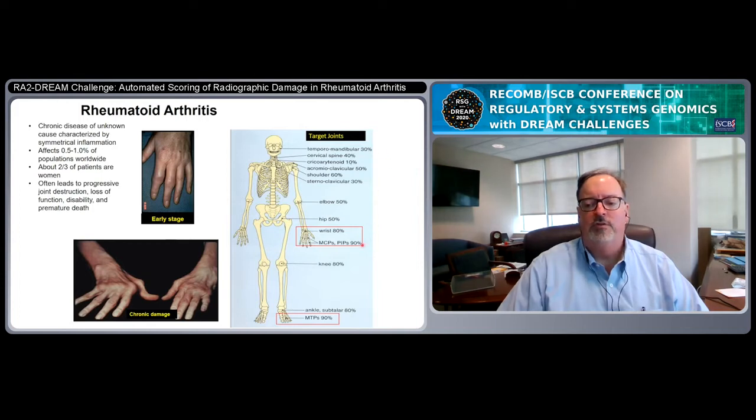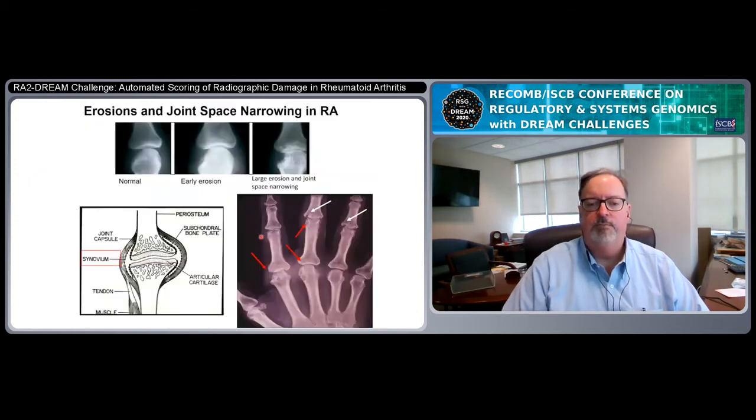The target joints, as shown here, are typically the wrists and the hands, as well as the feet, with the metacarpophalangeal joints and proximal interphalangeal joints of the hands being affected in up to 90% of patients, and the metatarsophalangeal joints in up to 90% of the patients as well.